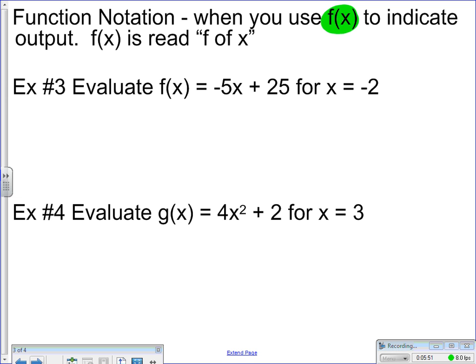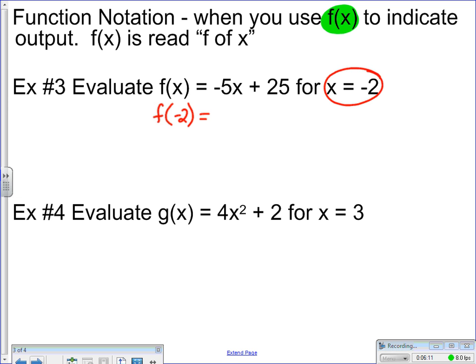Now in example number 3, the first one on this page, we want to take -2 and replace it for x. So that means I want to take f of x, which is -5x plus 25, and determine f of -2.